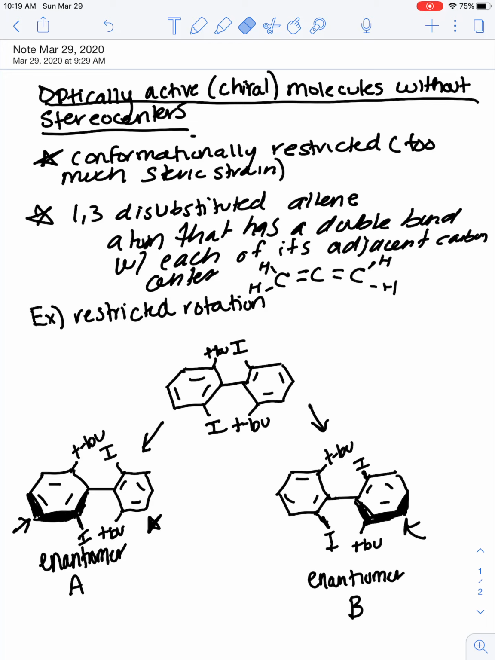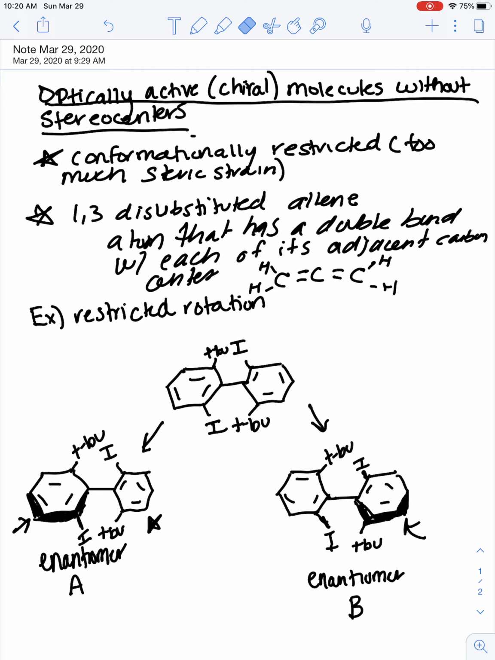The first case that we're going to talk about is something that is conformationally restricted. What this really means is that it's going to be locked into a chiral conformation due to too much steric strain within the molecule. Another example that we'll look at is something called a 1,3 disubstituted allene. An allene is an atom that has a double bond with each of its adjacent carbon atoms. Again, it's really important to get used to the terminology for all of these types of molecules and functional groups that we have talked about throughout the semester. So let's look at the first example.